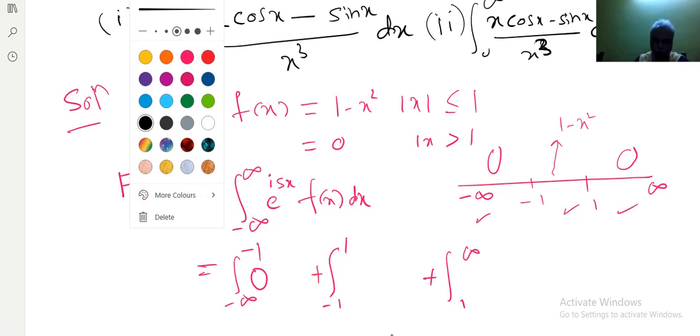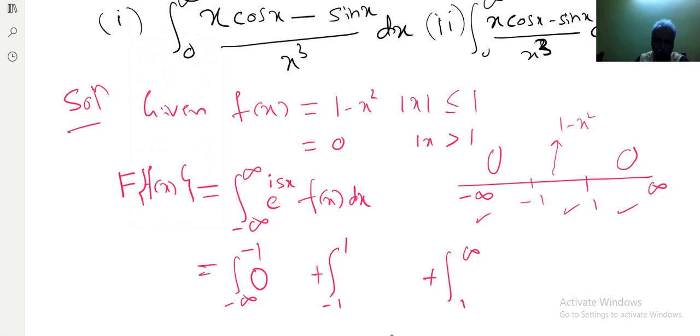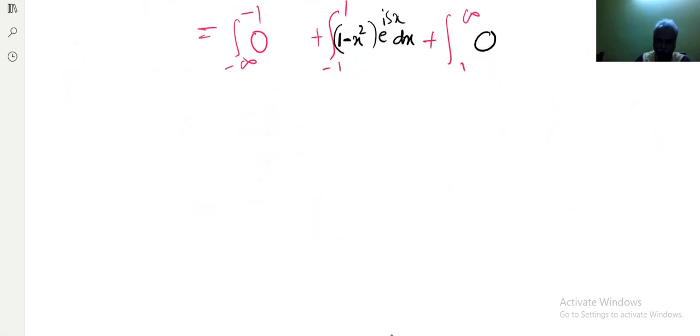Second part, the value of f of x in this range is 1 minus x square. So let us write 1 minus x square carefully into e raised to isx. Very important example, please concentrate. This part, 1 to infinity, is 0. So again, just like the last example, only the middle part you have to integrate.